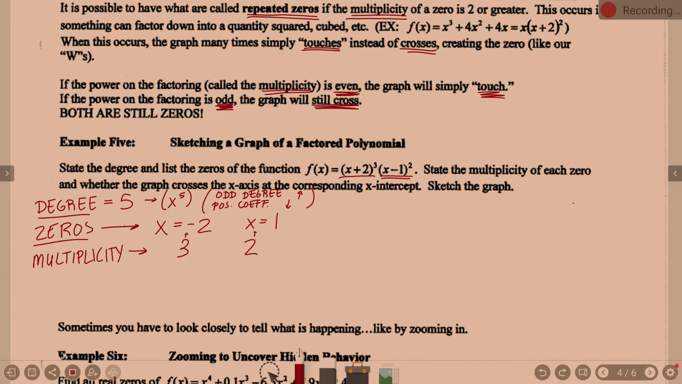Now, what does this multiplicity tell us? What do you know about the number 3? Because multiplicity, if it's even, it does one thing. If it's odd, it does something else. What do you know about the number 3? It's odd. When the multiplicity is odd, what was the graph going to do? It's not going to touch, it's going to cross. So this graph is going to cross the x-axis at x equals negative 2.